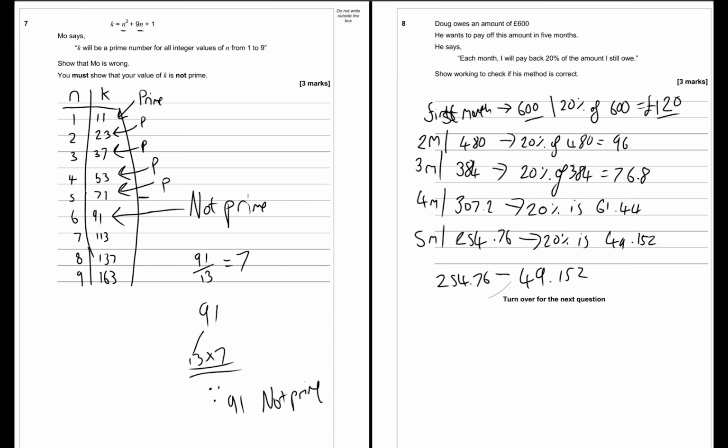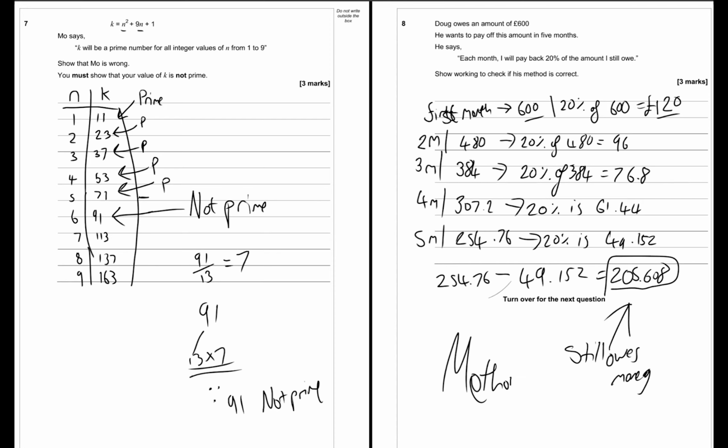254.76 minus 49.152, and that gives you 205.608. So this is the amount he still owes. So we can say still owes money. So his method is not correct, so we should put that. So method not correct. And he still owes money after 5 months. Okay, that's it. Question 8 done.